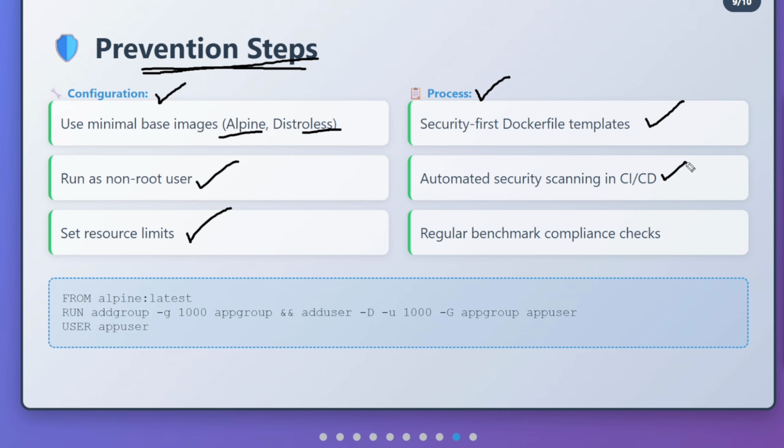Okay. And the second point was automated security scanning in CI/CD. So integrating tools like Trivy or Snyk into your existing CI/CD pipelines. Basically, this will scan the images and associated configurations, and any vulnerabilities found will be highlighted before they are deployed into a runtime like production environments. And we need to make sure to regularly check benchmark compliance. So we need to use tools like Docker Bench Security to ensure your setup is aligning with benchmark standards like CIS benchmarks, and that some other best practices are being followed.